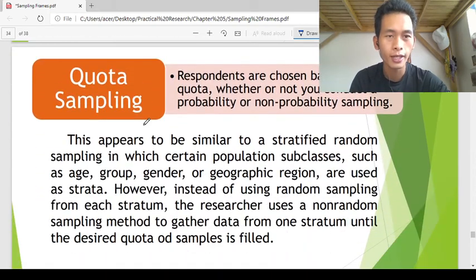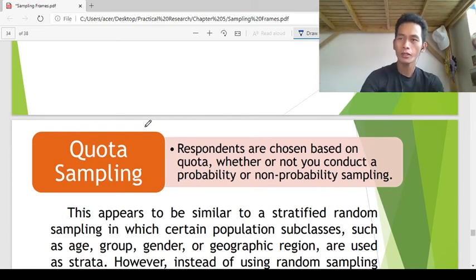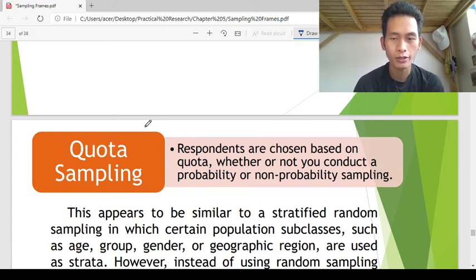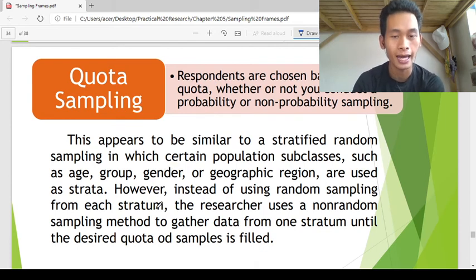Convenience sampling. Next, quota sampling. From the term quota, in this type of sampling, you have a quota to meet. The respondents are chosen based on a quota, whether or not you conduct probability or non-probability sampling. This appears to be similar to stratified random sampling, in which certain population subclasses such as age group, gender, or geographic region are used as strata. However, instead of using random sampling from each stratum, the researcher uses a non-random sampling method to gather data from one stratum until the desired quota of samples is filled.